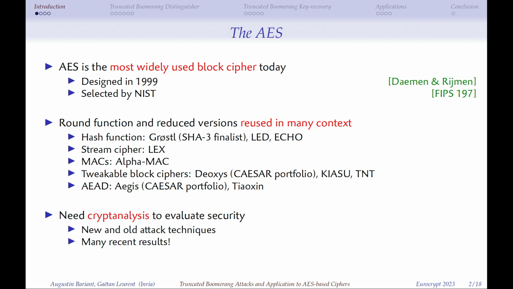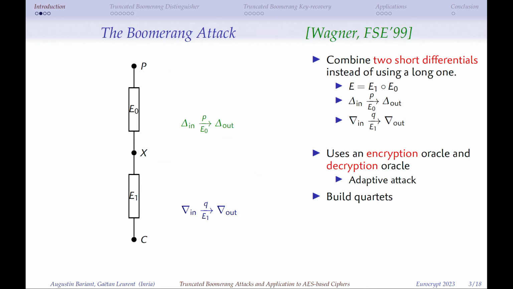So you probably know that the AES is the most widely used block cipher today, so it's really important to understand its security. And not only the AES itself, but also components of the AES, because they're reused in many different contexts, because they're now very efficient in hardware. So we need to do cryptanalysis in order to understand the security, because that's how we study the security in symmetric cryptography.